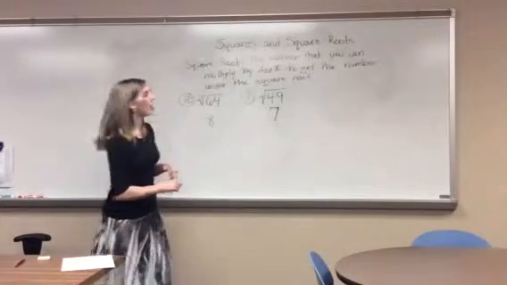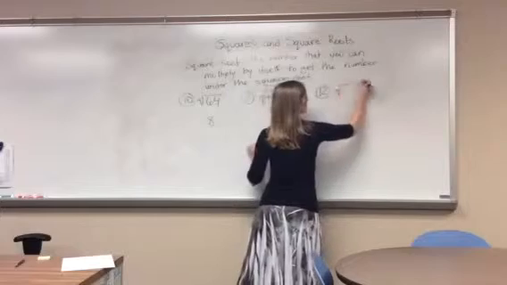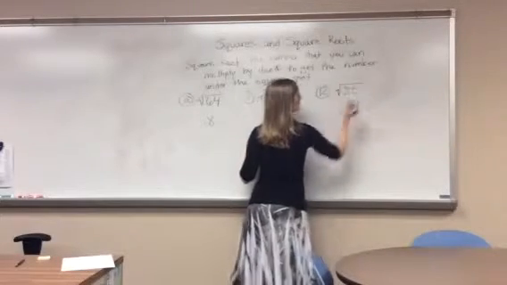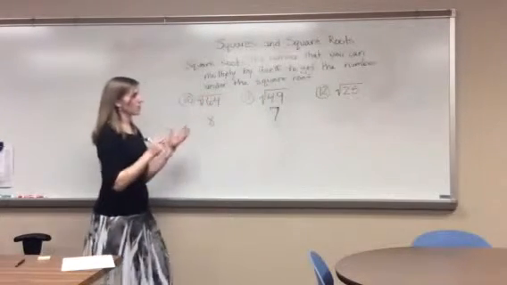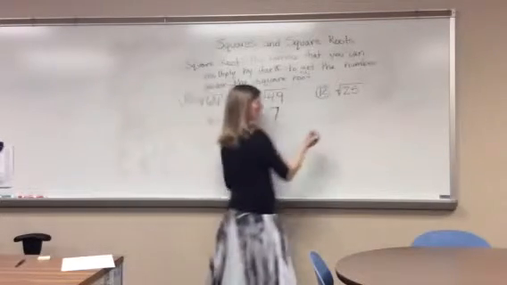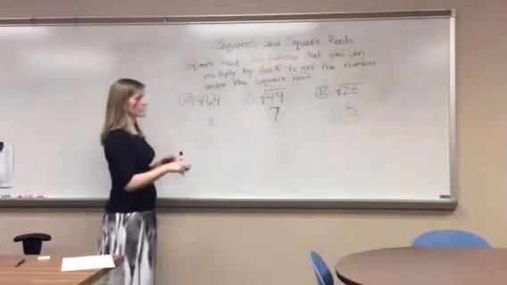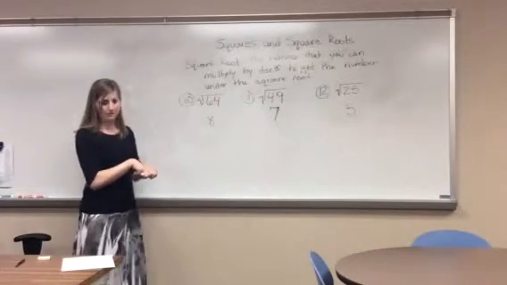All right, number 12. We have the square root of 25. So I'm looking for what number times itself is 25, and that number is 5. 5 times itself, so 5 times 5 will give me 25.